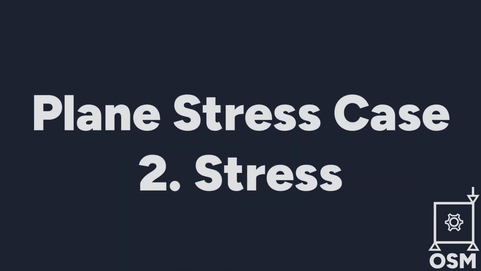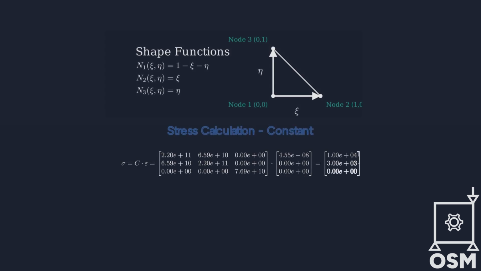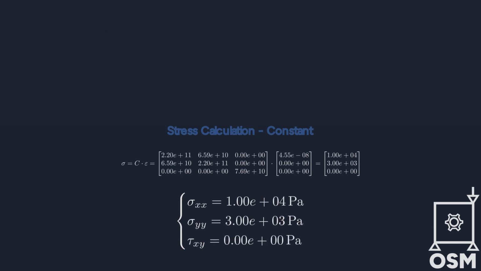Now we calculate the stress for the computed strain. Using material properties, we build the constitutive matrix for plane stress. Then the stress is obtained by multiplying this matrix by the strain vector, resulting in sigma xx, sigma yy, and tau xy values.